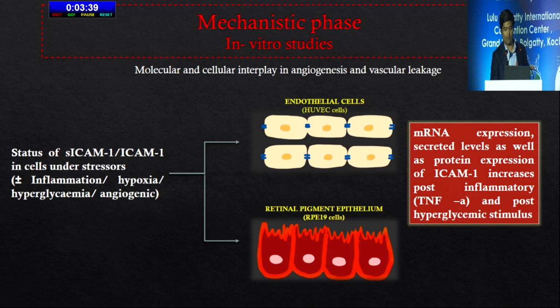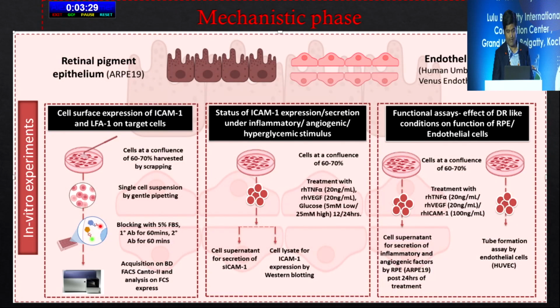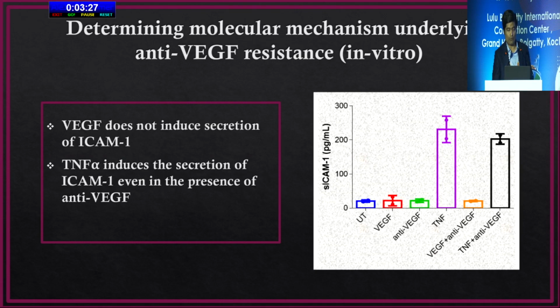was produce ICAM. That was proved by the mRNA expression and the secreted protein levels that we measured in the supernatant, which means that, okay, at the cellular level, this molecule is also present. Now, the next thing we did was look at whether the secretion of ICAM gets influenced by VEGF. When we added VEGF to the culture plate, it did not produce an increase in soluble ICAM. But when we added TNF-alpha, the secreted ICAM levels went up. And when we added anti-VEGF, the secreted level of ICAM was unaltered.